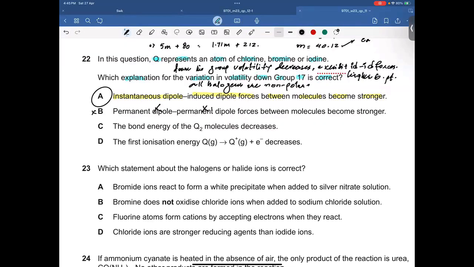Next, the bond energy of the Q2 molecule decreases. Bond energy has nothing to do with volatility, all right? Similarly, ionization energy has nothing to do with volatility. So option D is incorrect.